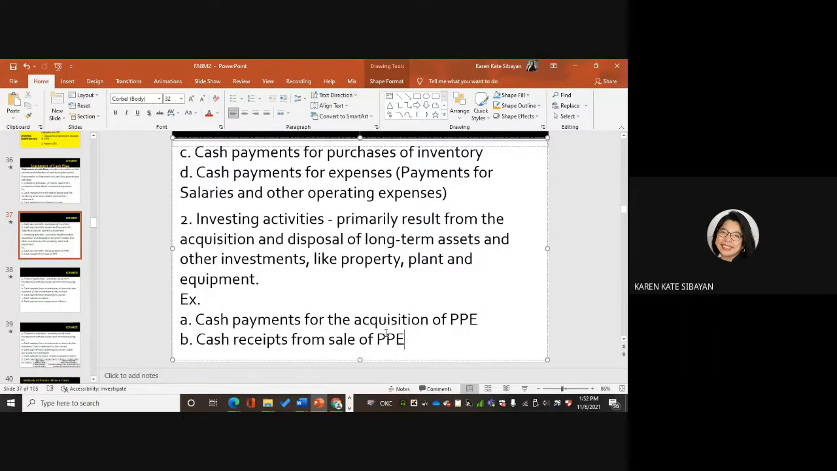Next is proceeds from selling the investments in equity securities of other companies. So usually for partners, or for a corporation, since stocks are the basis. And of course, proceeds from selling investments in the debt securities of other entities except cash equivalents. So these are some of the cash inflows under investing activities.